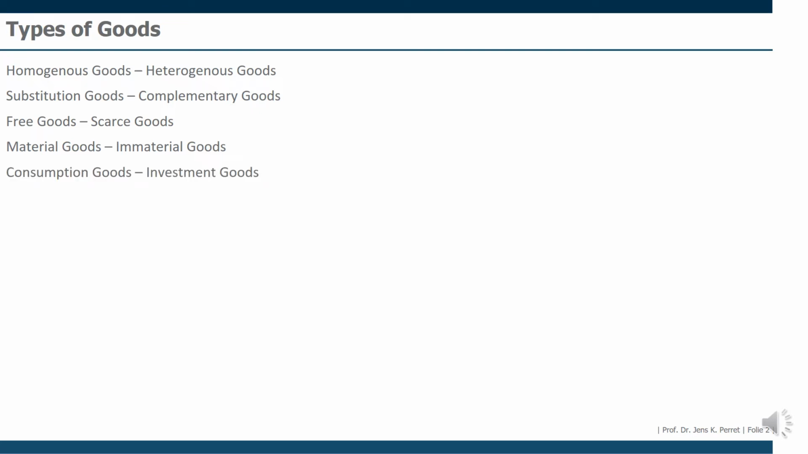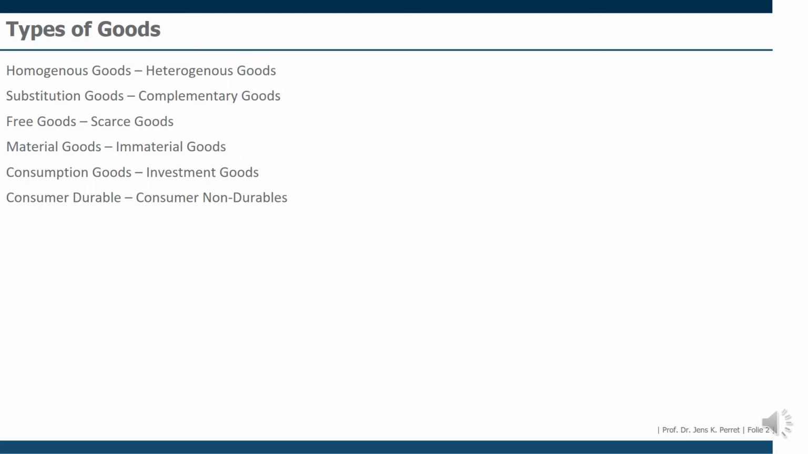Then we have investment goods as compared to consumption goods. And the basic difference between these types of goods is that investment goods are goods used to produce new goods, whereas consumption goods, if they are used, they're gone. They're consumed during consumption. Investment goods, if they are used, they still exist, and they are usually used to produce new investment or new consumption goods.